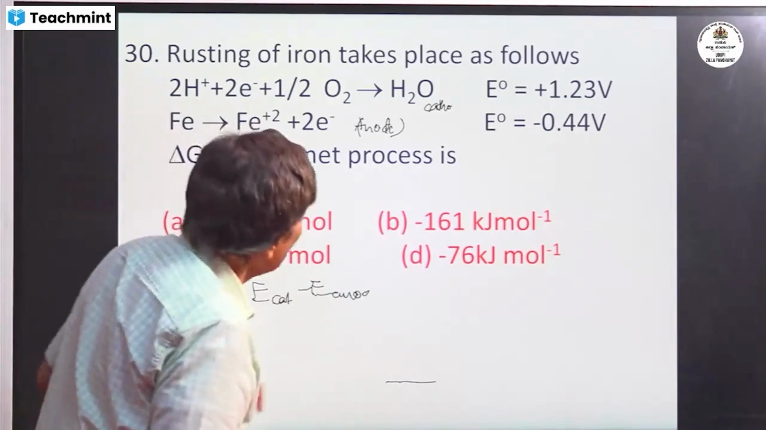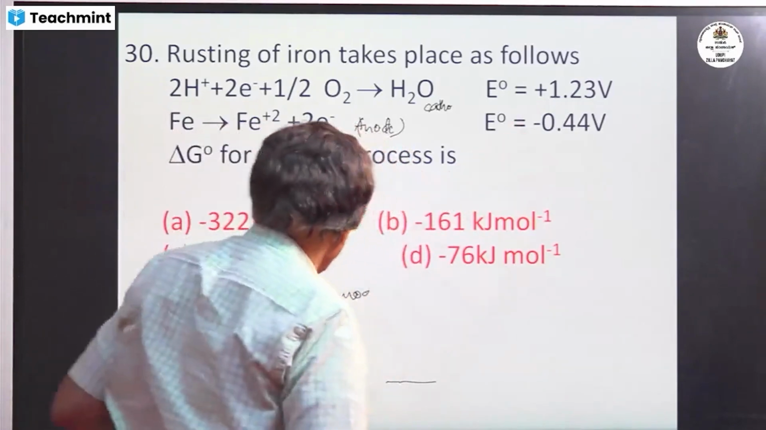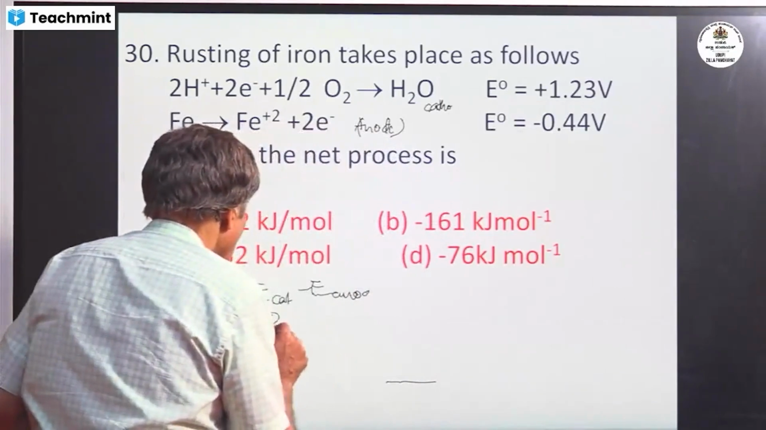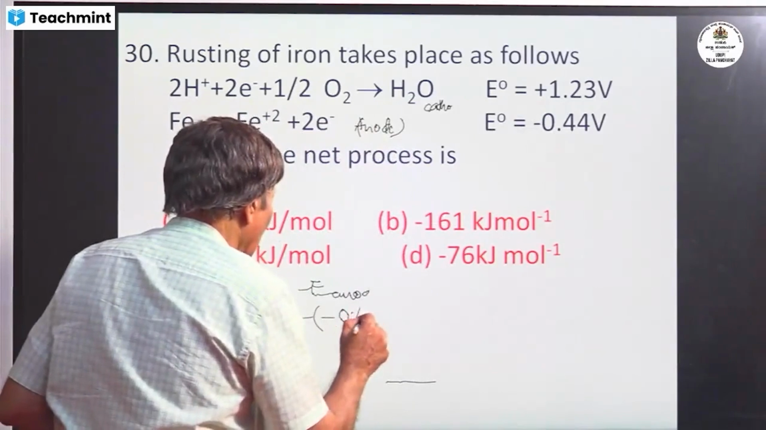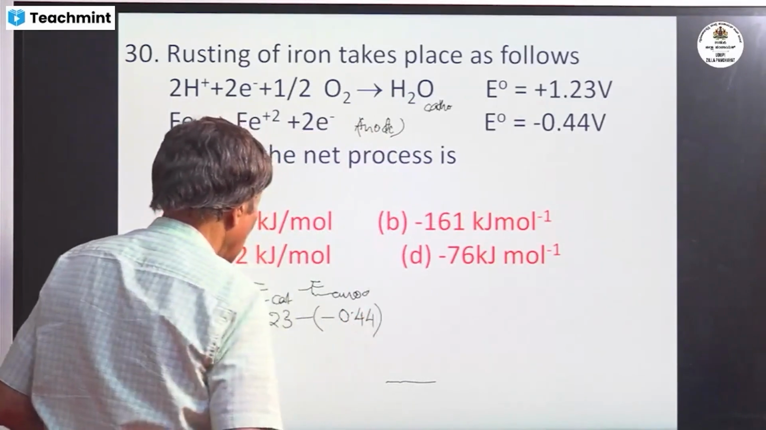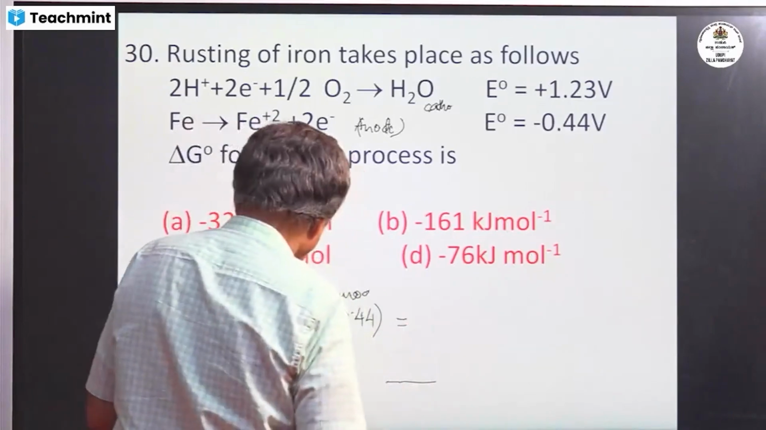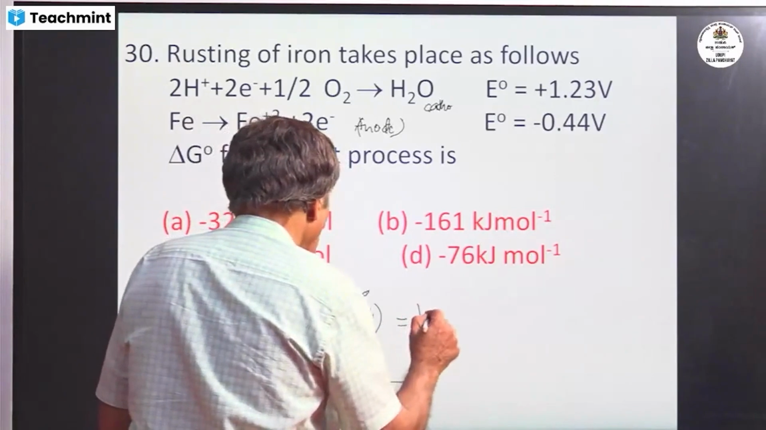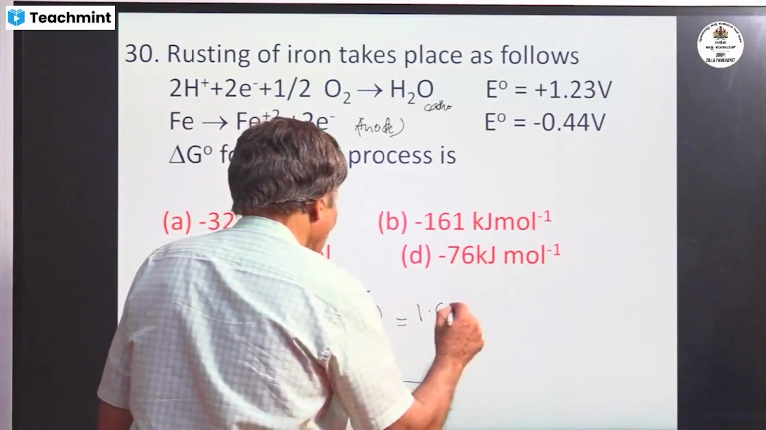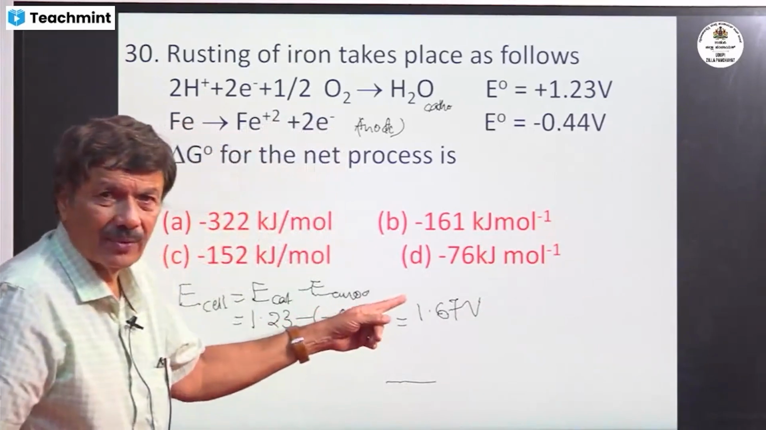What is that E of cathode? E of cathode is 1.23 minus of minus 0.44. So it becomes plus, isn't it? How much does it become? 1.23 plus 0.44, 1.67. Am I right? 1.67 volt.